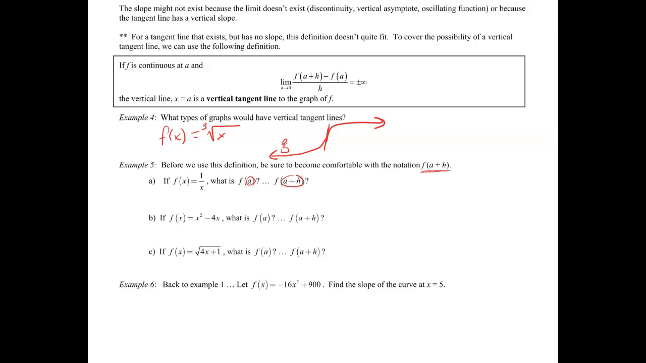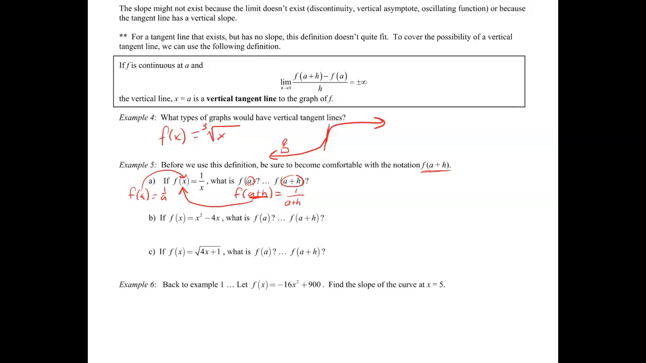So f of a: a replaced this x, so anywhere I see an x, I'm going to replace it with an a, so I get 1 over a. And then f of a plus h, again, this entire quantity replaced this x, so anywhere that I see an x, I'm going to replace it with an a plus h. No matter how many x's there are, we're going to replace it with a plus h. In this case, there's just 1. Alright, that's not so bad.